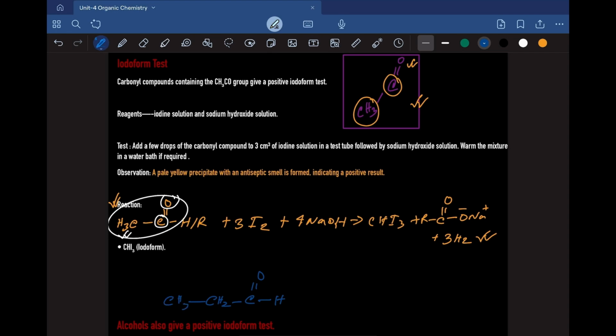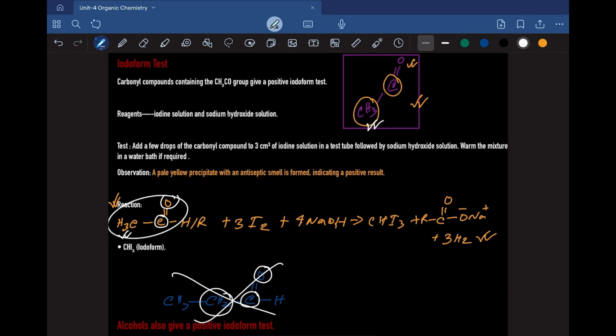Now you can see the carbon atom which is bonded with the oxygen. Yes, that's true, but it is not bonded with CH3, it is bonded with CH2, but it should have been bonded with a CH3. That's why it doesn't give a positive iodoform test. Ethanal is the only aldehyde that gives positive iodoform test.